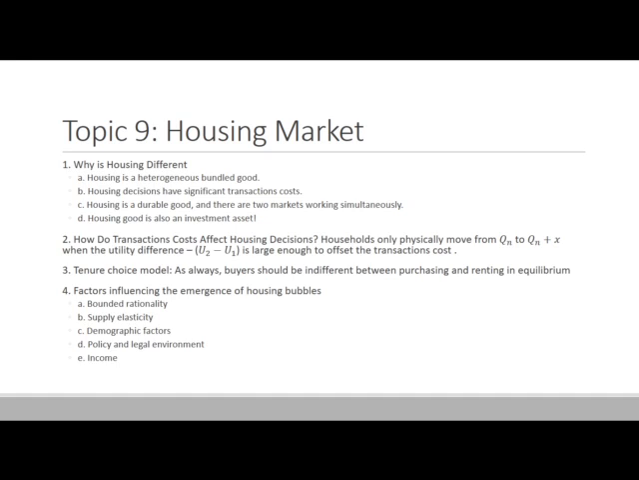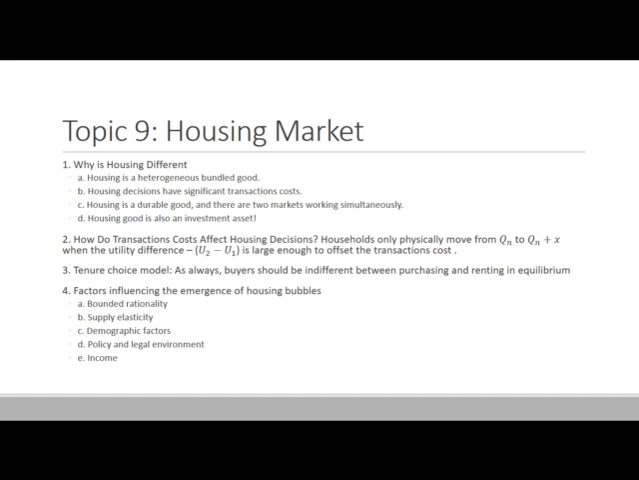And the last part is that the housing good is also an investment asset. So basically, some of the time people buy houses not only for the purpose of living in it, it could also be for the purpose that they want to resell it later, such that they can earn a profit by making such an investment. Okay.